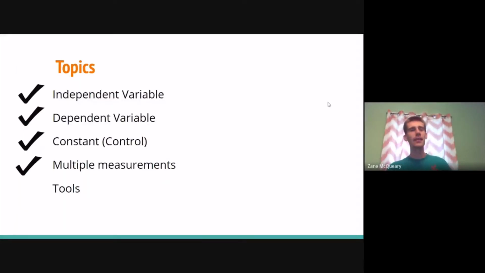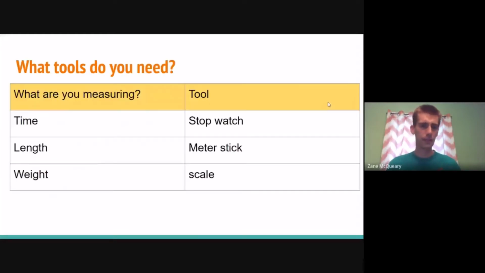The last topic is tools. What tools do we need to measure certain things? On the left, we have what we're actually measuring, and on the right, what tool we need for that. Not all of these will work every time. For example, for length, if you want to measure something very, very small, a meter stick might not be the tool you want to use. Maybe calipers would be better.